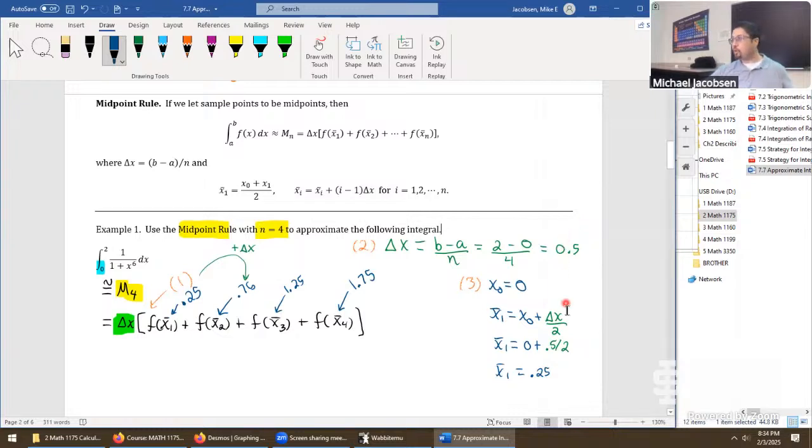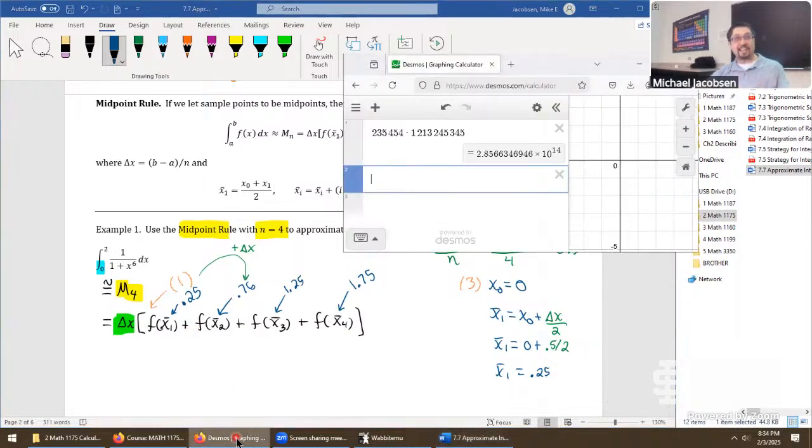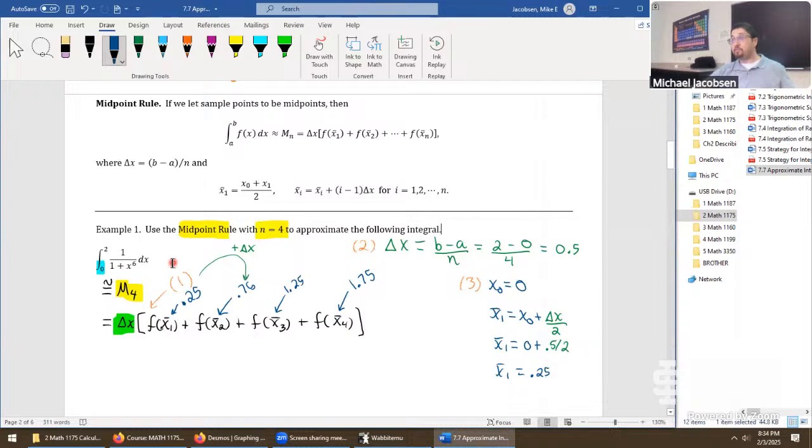And notice we're half a delta x, 0.25, away from the upper limit of 2. That gives us evidence that we do have the right values. Well, that's the setup to all this. The next thing we have to do is actually plug this in, throw it into a calculator, get a value out. But this is the setup to any one of these midpoint rules. Any questions at all, folks, on just the setup portion?